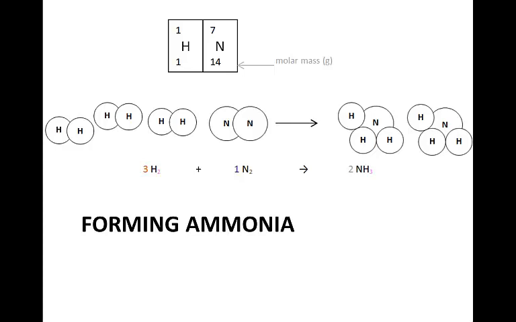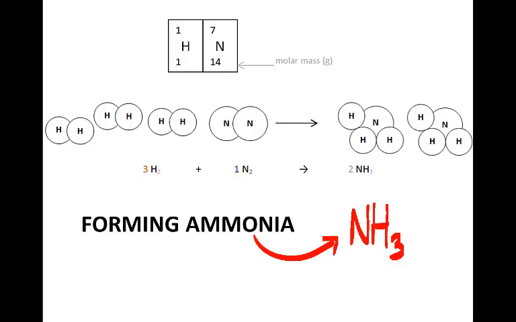This is the reaction in which ammonia, NH3, is formed. Notice ammonia is not 2NH3. Ammonia is NH3. The 2 just tells us the ratio between the different substances in this particular reaction. So the formula of ammonia is NH3.